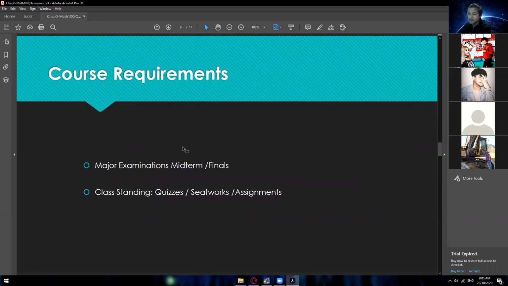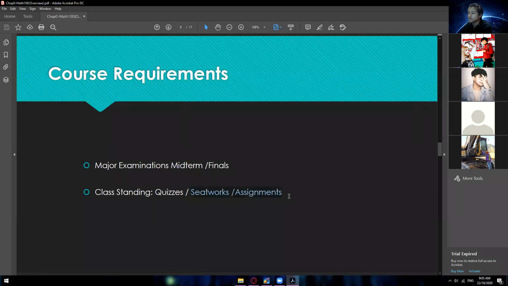And then course requirements. Of course, you have to take an exam. Ito yung pinaka-importante. Major examinations. Of course, we only have 2. Wala na tayong prelim, midterm, and then finals. Okay? And then, of course, maliban sa exam, kailangan natin yung class standing nyo. So, 50-50 yan. 50% for midterm exam, 50% for finals, and 50-50 rin ulit ito. So, CS ng midterm sa finals. Okay? So, ano ba yung mga nasa below sa CS? Of course, we have your quizzes. Ito yung pinaka-importante. Importante. Okay? Quizzes, seatworks, saka assignments.